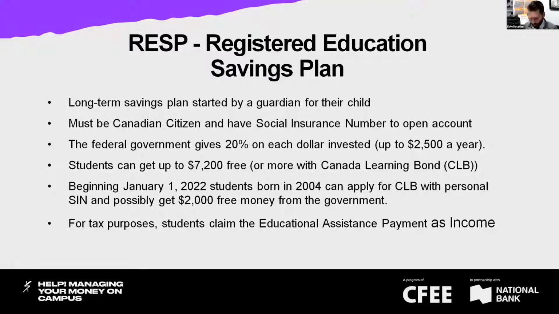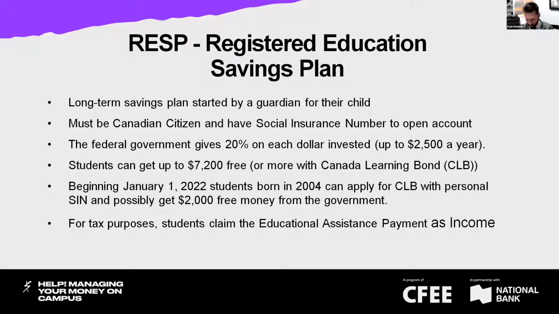Now, the important part is that students can get up to $7,200 in free money depending on their family income. So lower income families can receive even more from the Canada Learning Bond. So that's up to an additional $2,000 of free money per child if the family net income is less than $48,000. And an additional grant of up to 20% on the first $500 contributed annually for the same income level.